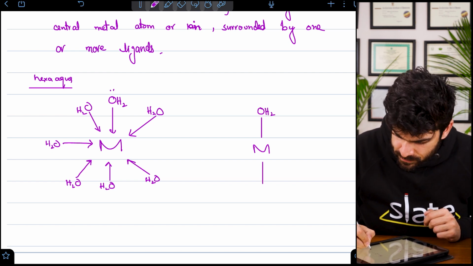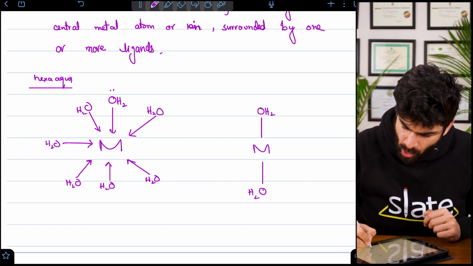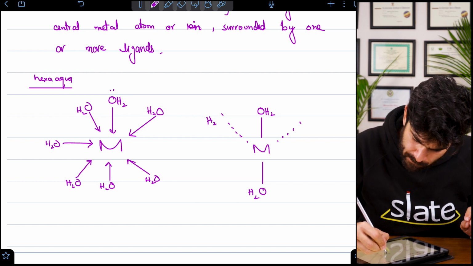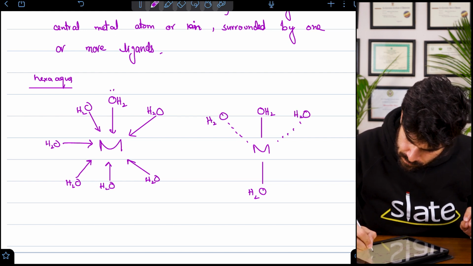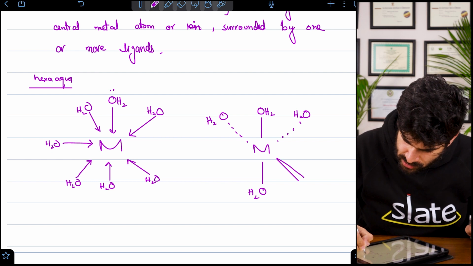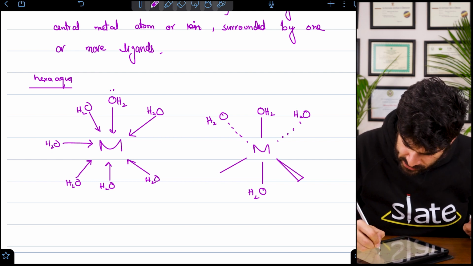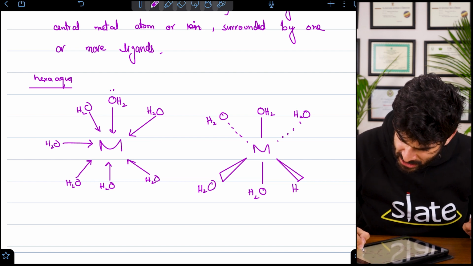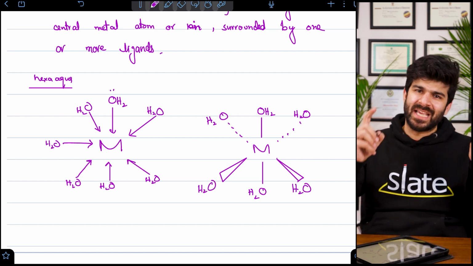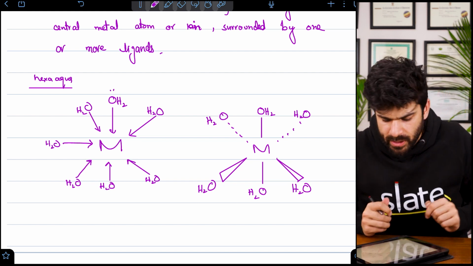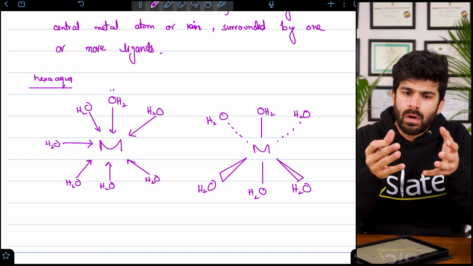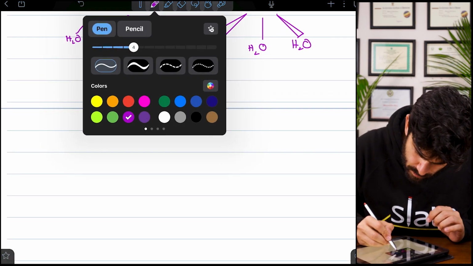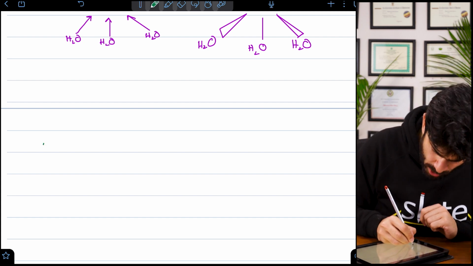Let's say these two are simple bonds. These ones go away from the plane. And then we make wedges, showing that this is coming towards us. That tells us how all of them are not in the same plane. So these are how the ligands are arranged. Moving on to the next part.